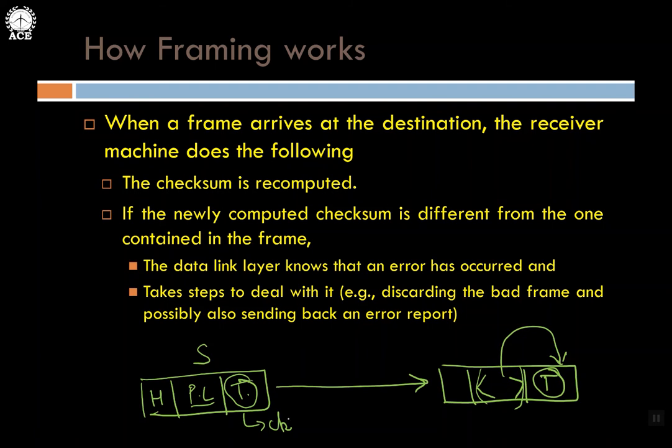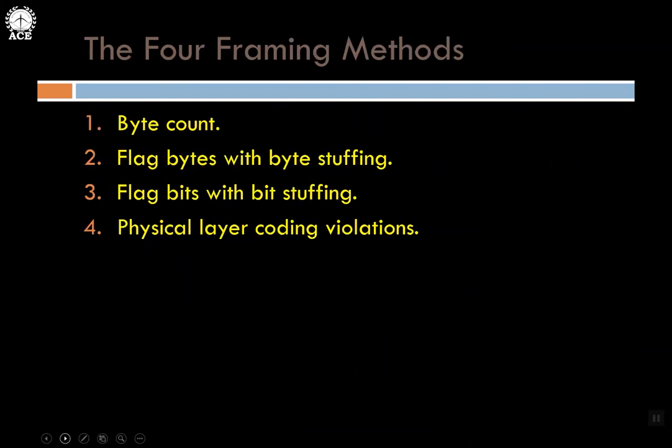How to compute the checksum? What are the approaches? We are going to discuss later in detail as algorithms. Now the data link layer knows that an error has occurred if there is a mismatch, and then takes steps to deal with it. I mean, if a bad frame comes, what are we going to do? Are we going to retransmit? Are we going to request retransmission? There are different approaches followed in different protocols, which we are going to learn. So this is the meaning of error detection, error correction with checksum, error control with checksum.